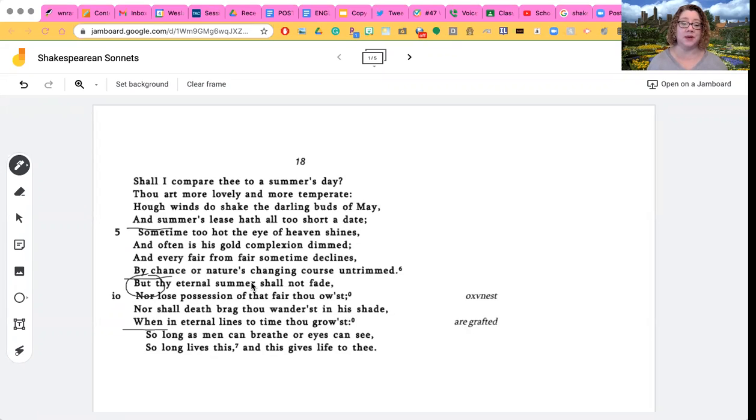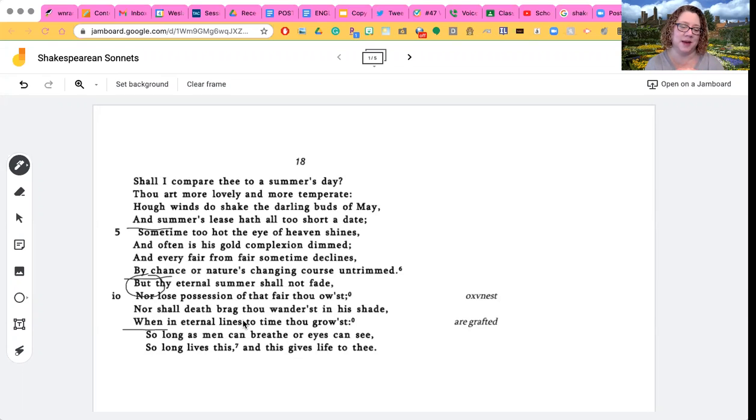Why? Because I have put you into this poem and now you are eternal. Like a snapshot, right? I've taken a picture of you in this poem and now your beauty will live on forever. And nowadays we're used to taking pictures, but they didn't have that. So I guess this is sort of like the Instagram capture the moment type element.